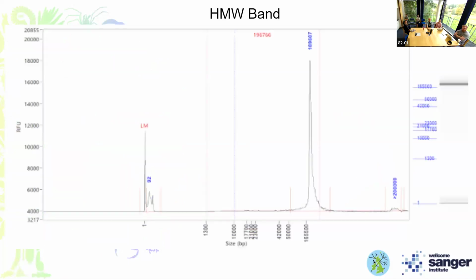So here are a few examples of our profiles that I've mentioned. So here we have a high molecular weight band, one strong peak of high molecular weight DNA. We have a gel representation on the right here. You can see the nice strong band above 165 kb. So this is almost the perfect DNA extraction for us.